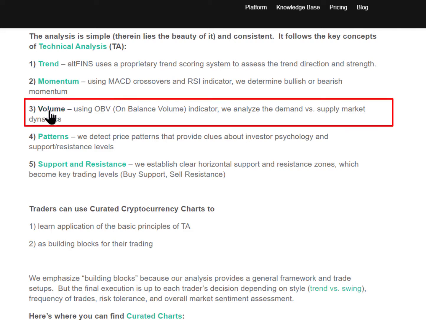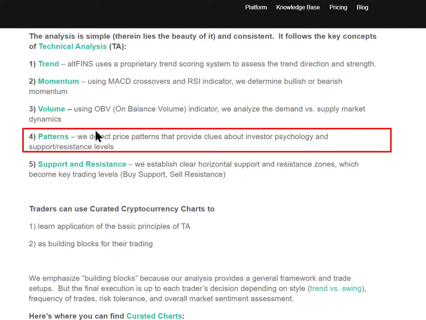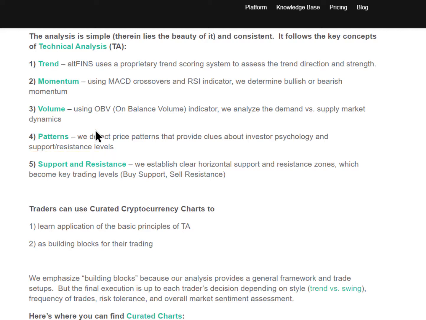Thirdly, volume is very important. That also can give you lots of clues about how significant a certain breakout is, among other things. And number 4 is patterns. Sometimes we see some patterns, ascending triangles, descending triangles, and so on. That could be very helpful, identifying some trading opportunities.